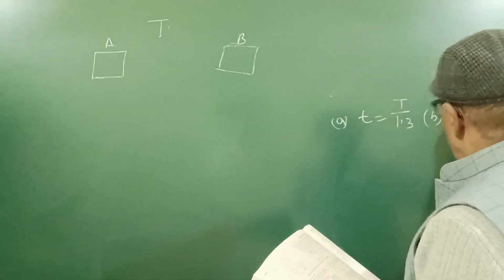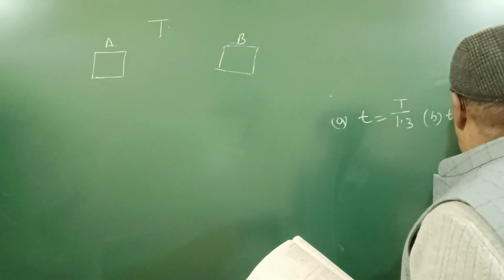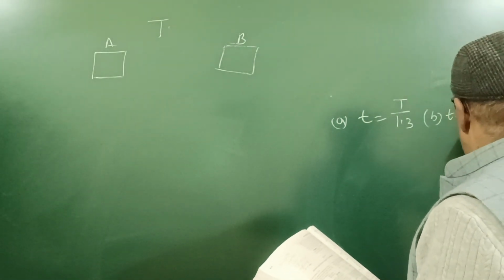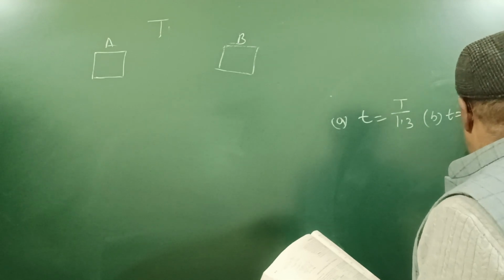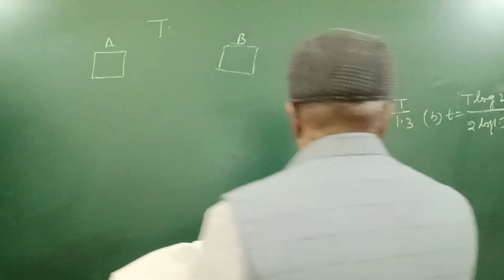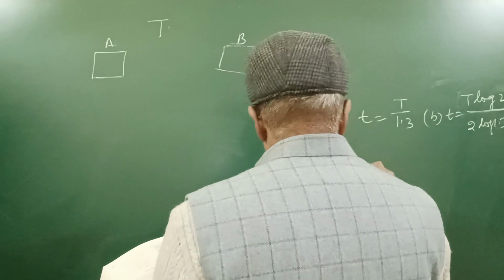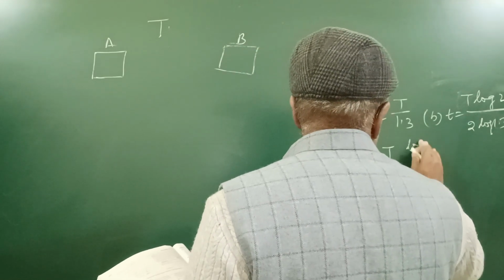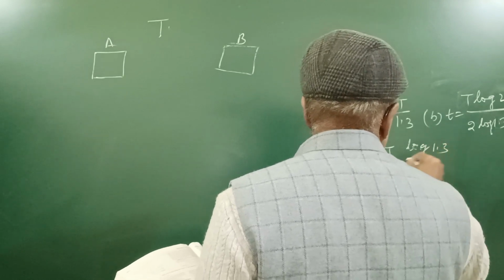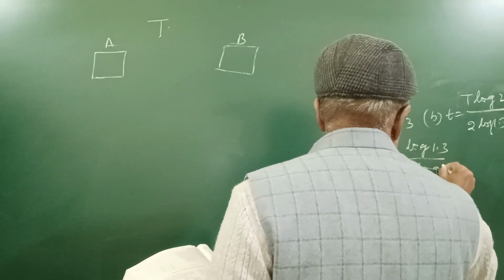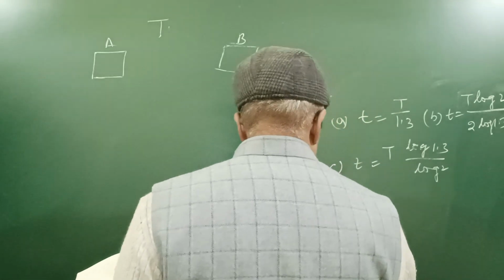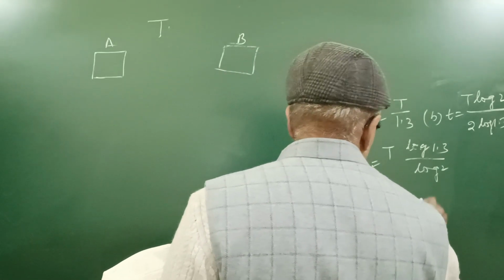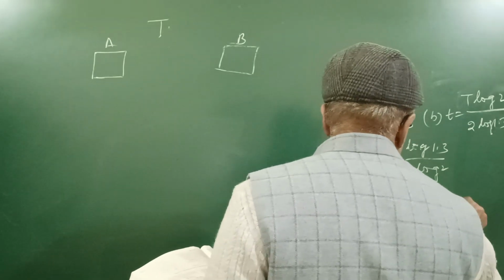T equal to T log 2 upon 2 log 1.3. And C answer is there. T equal to T log 1.3 upon log 2. And D option is there. T equal to capital T log 1.3.